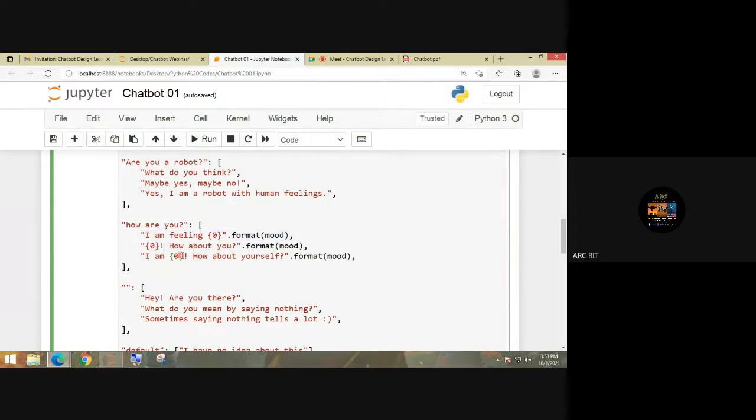And again, see the way you have to write this. You have to create a dictionary, then assign a key and value. Then in a list, I am giving multiple responses. So the bot will select one response at a time, and this response will be random. Even the second time you ask how are you, the earlier response can change.